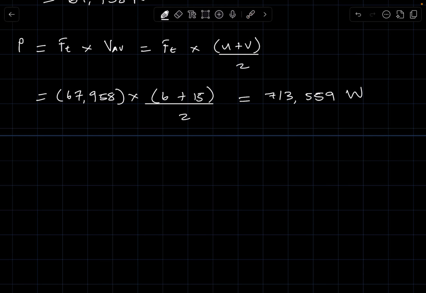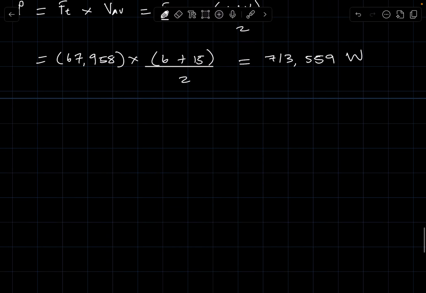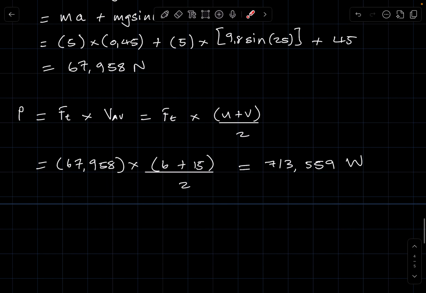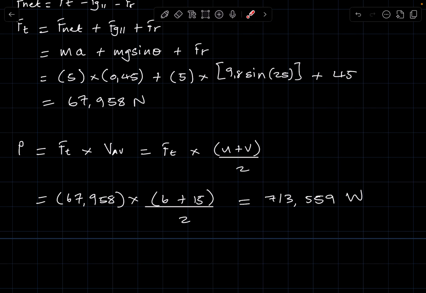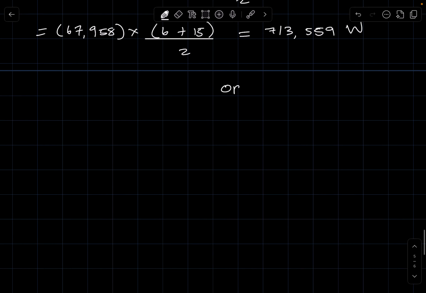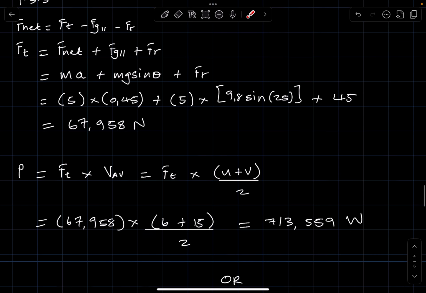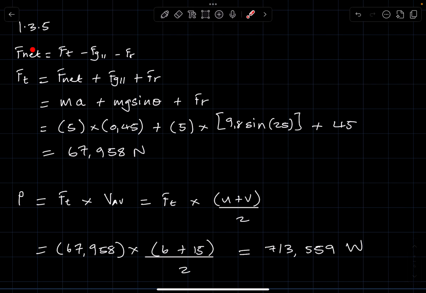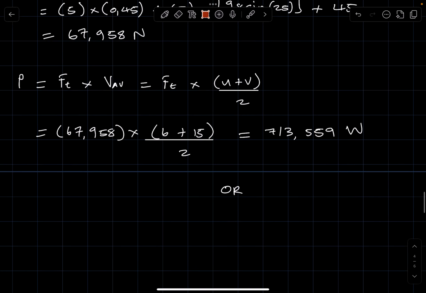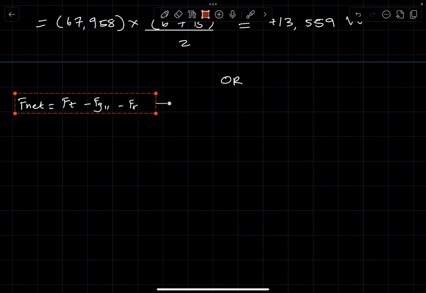Another way you can do this, and for this problem in particular, this is probably the easiest approach, or the much quicker approach. All approaches are easy, but this one is perhaps much quicker, or you can use this approach. Now we know, from the free body diagram, that F net is equal to this.